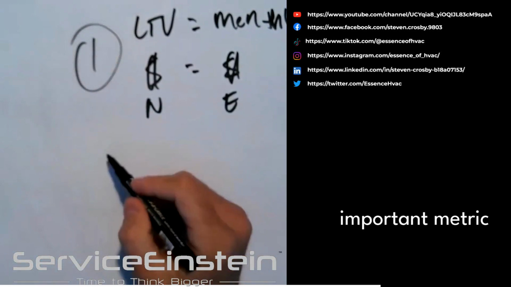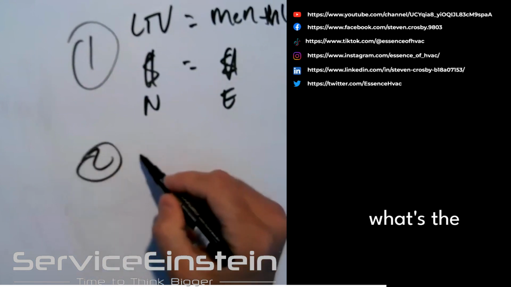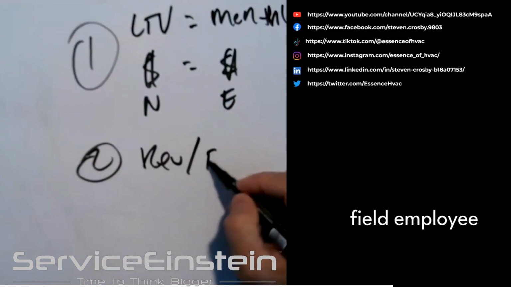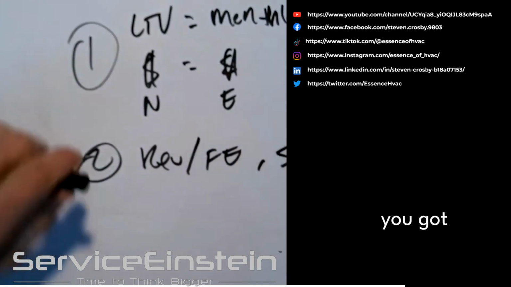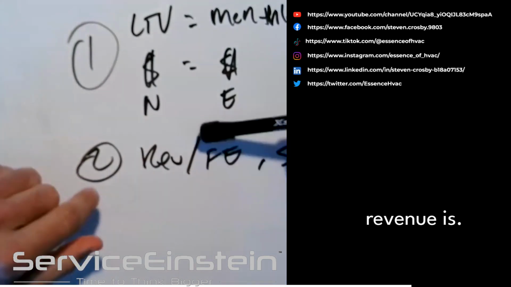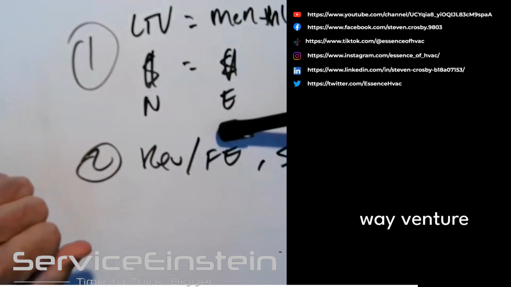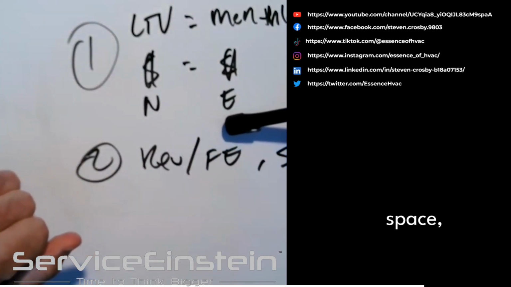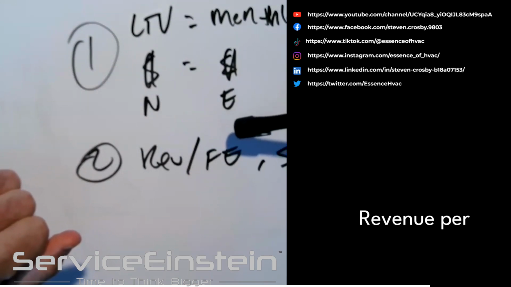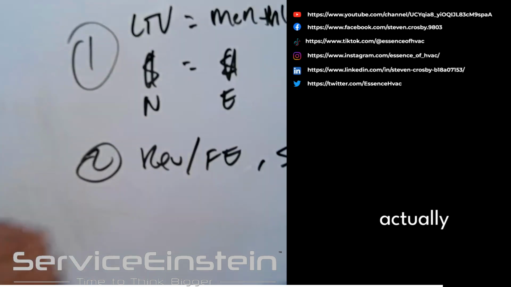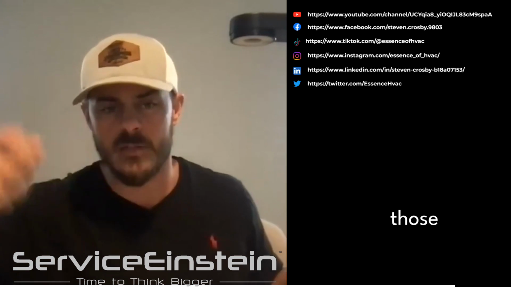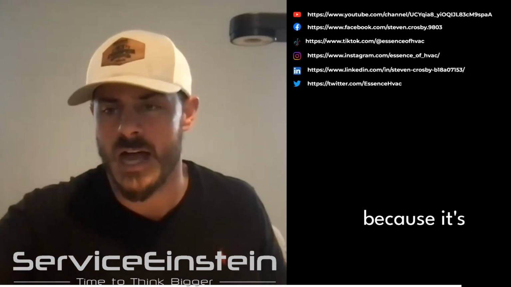The second most important metric as you look at your year is what's the revenue per field employee and/or support cost employee. And so you got to know what the revenue is as a macro, with the way venture capital and private equity works in our space. You got to know what these metrics are, revenue per field employee and support cost employee, because it actually matters. So I'm going to put the whiteboard away for a sec. You guys can make those bullets and write down those notes because it's going to apply to the budget here in a second.